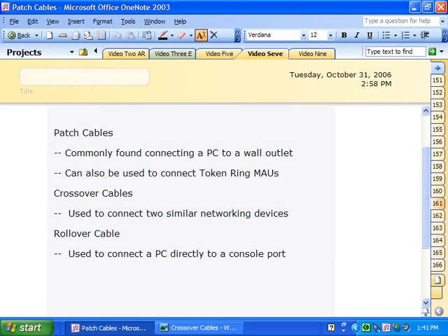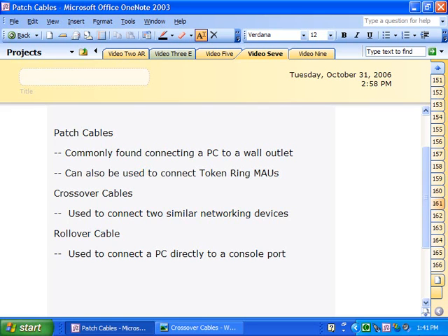Believe it or not, we're actually going to move away from cable types and maximum distances and connectors and all that stuff, and we're going to talk about the terms used to describe roles that cables can play and some different kinds of cables out there in today's networks that you need to know about.